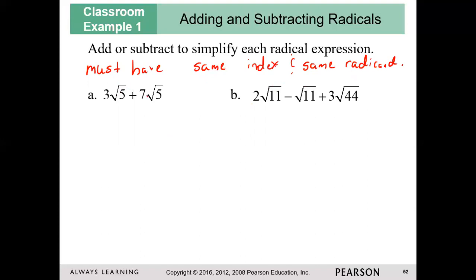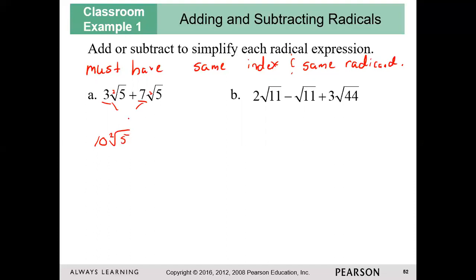So over here, we do have the same index. You see that this is a 2, the square root. This is a 5 and this is a 5, so it does have the same index and the same radicand. So we are going to be able to combine these so that it is going to be 3 plus 7, which is 10, and it's going to be the square root of 5.